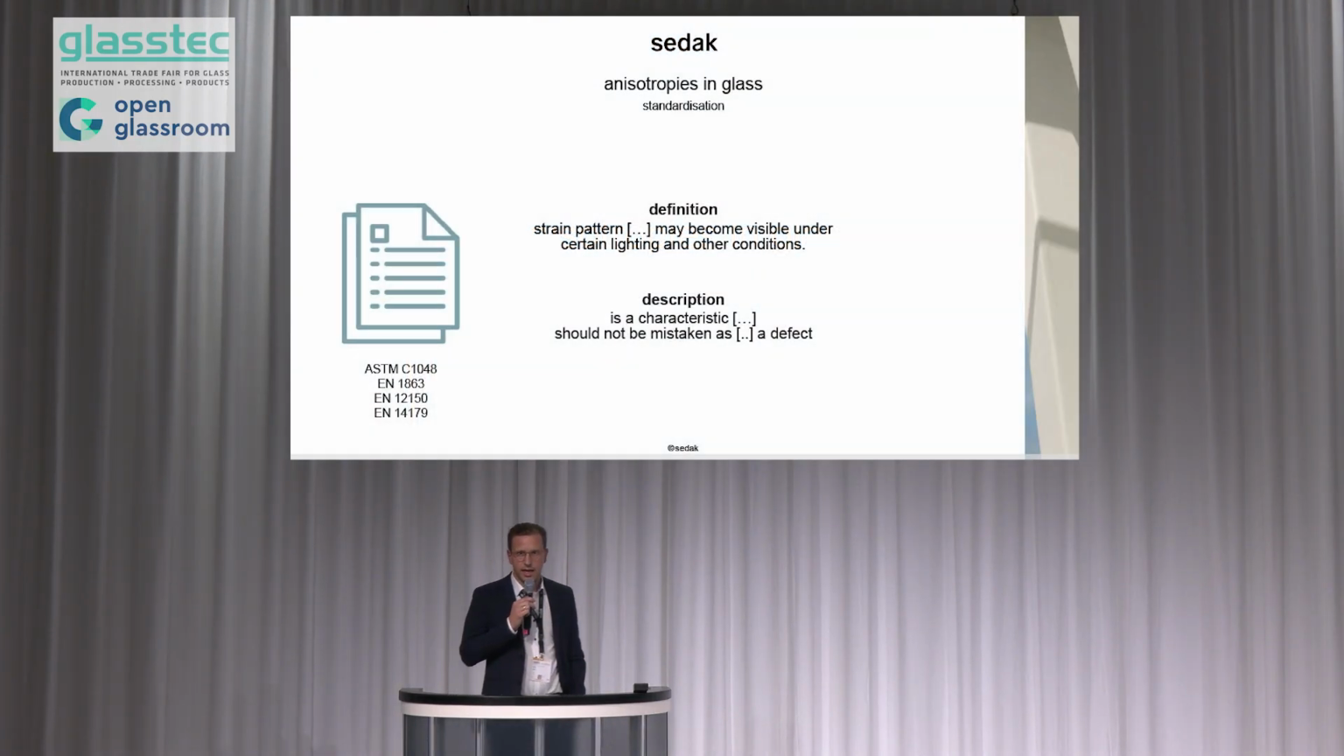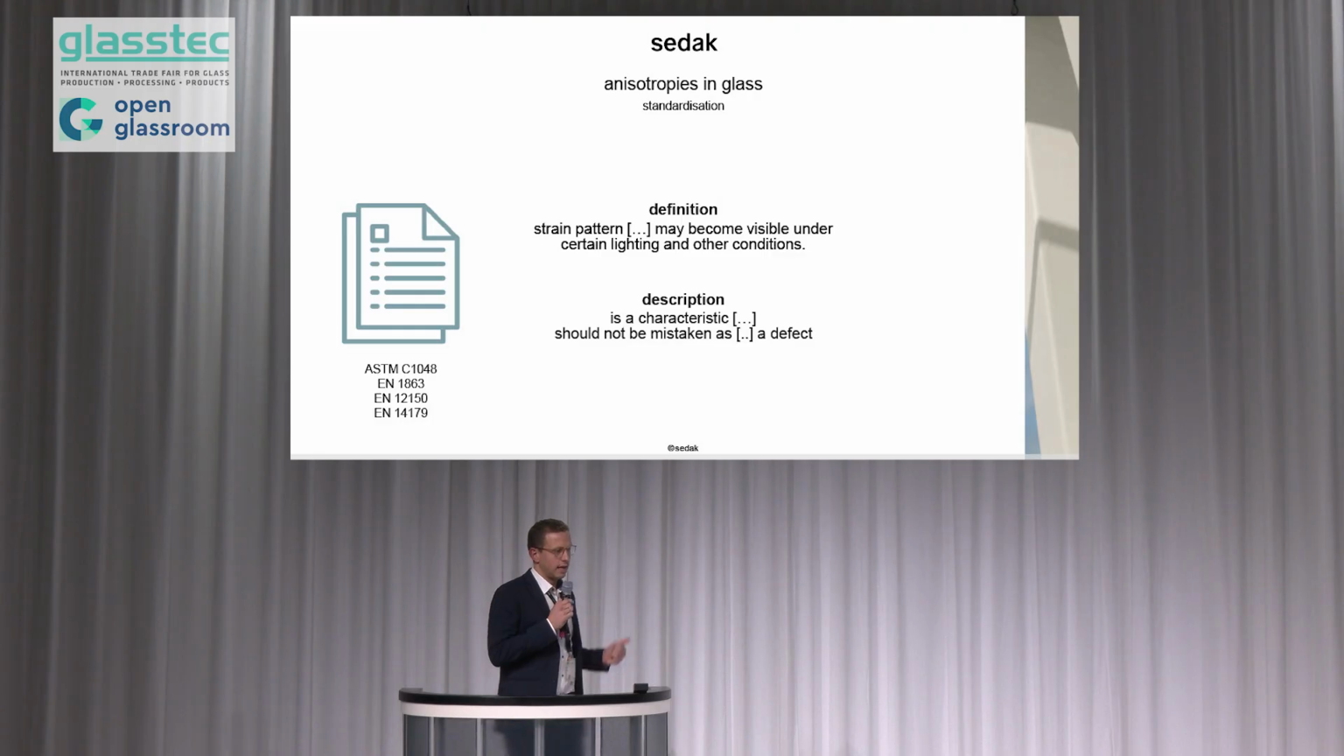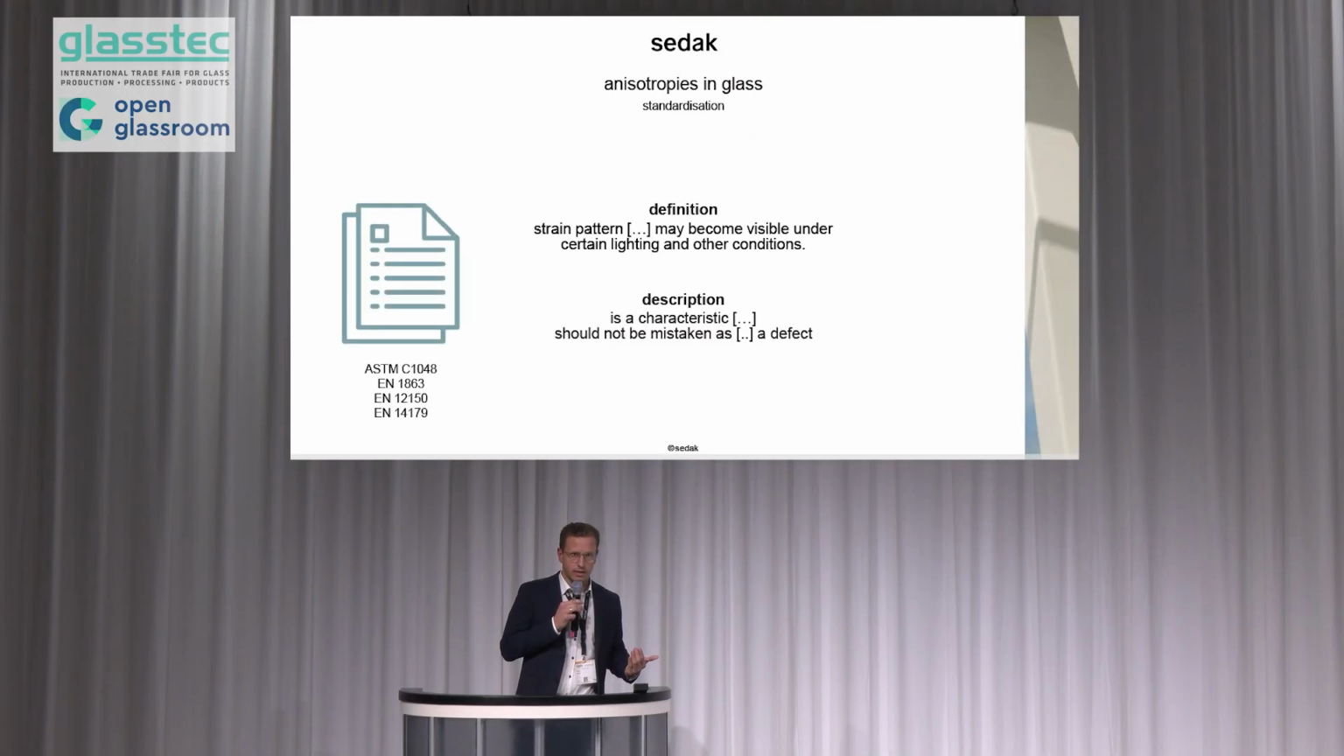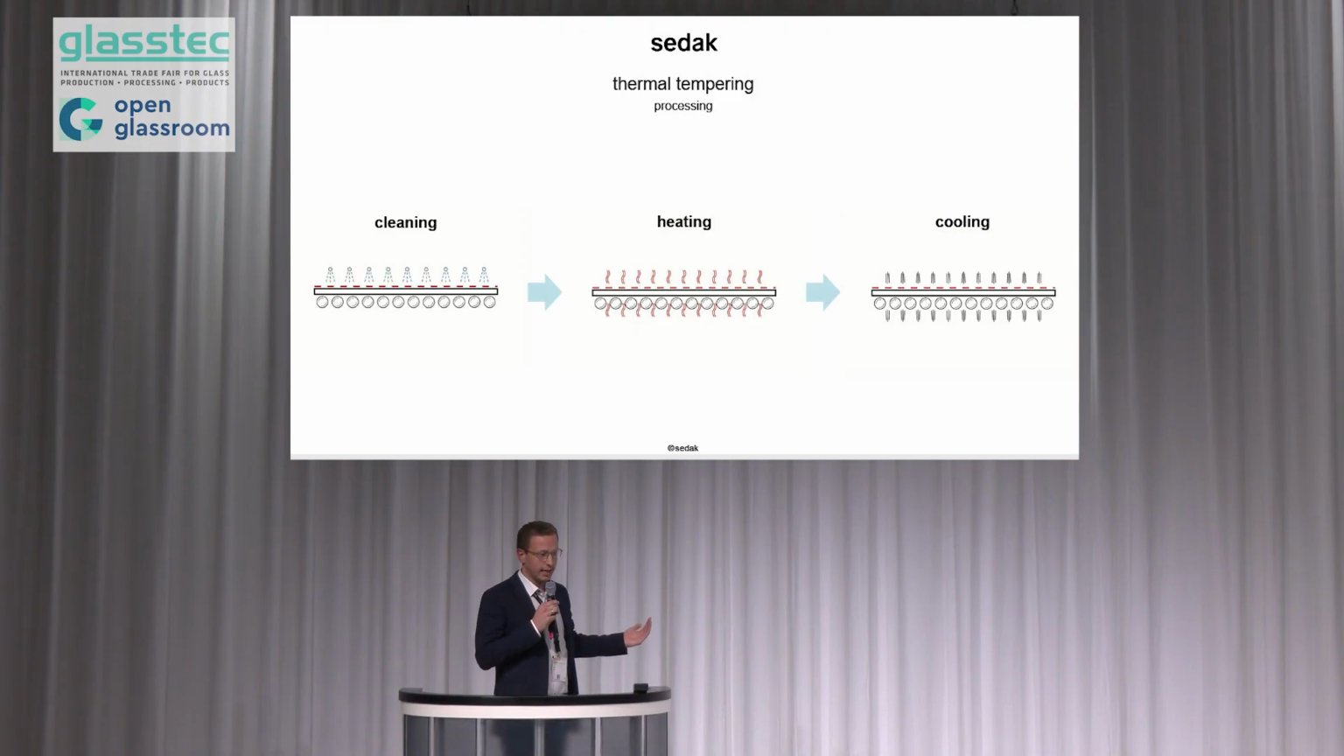According to the standard, the anisotropy itself is a strain pattern that may become visible under certain lighting and other conditions. Furthermore, it is described as a characteristic and should not be taken as a defect. So according to the standard, technically, it's not a defect. However, the architects don't like it.